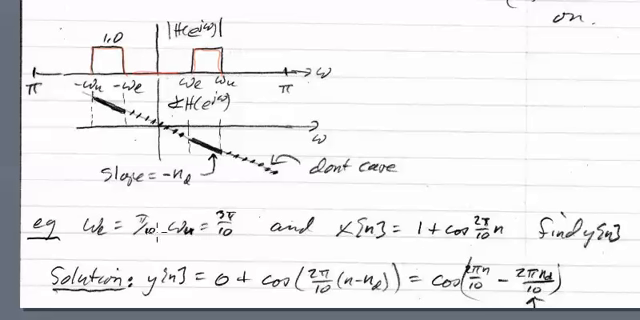A real simple example. Suppose the lower and upper frequencies are pi over 10 and 3 pi over 10. So that describes the edges of this pass band. Suppose the input looks like this. This is the input signal. It's got a 1 plus cos of 2 pi over 10 n. Find the output. Okay, here's the input, find the output.